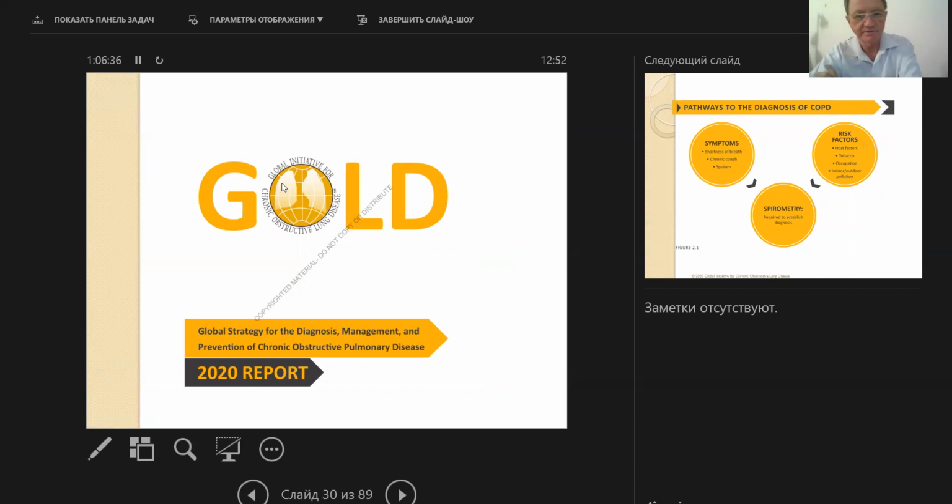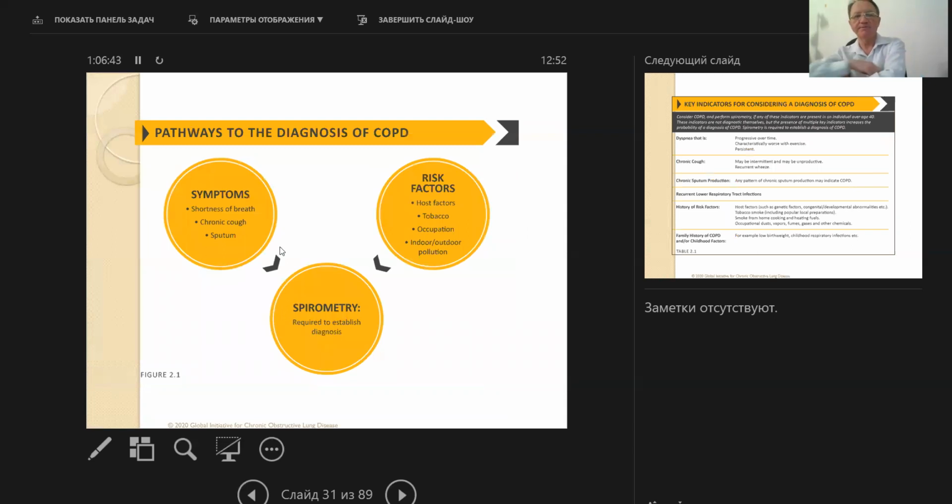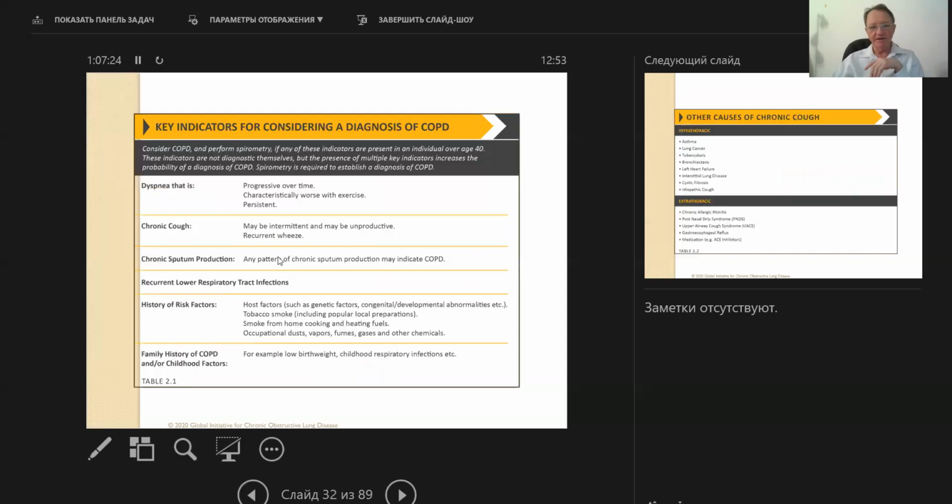So, a few words about the GOLD strategy report. I would like to stress that the diagnosis of COPD is based on three categories. First, symptoms, risk factors, and spirometry. Symptoms include dyspnea, shortness of breath, chronic cough, and sputum. Risk factors: exposure to tobacco smoking, occupational hazards, and indoor and outdoor pollution. Such a patient with risk factors plus chronic symptoms should be directed to spirometry investigation.